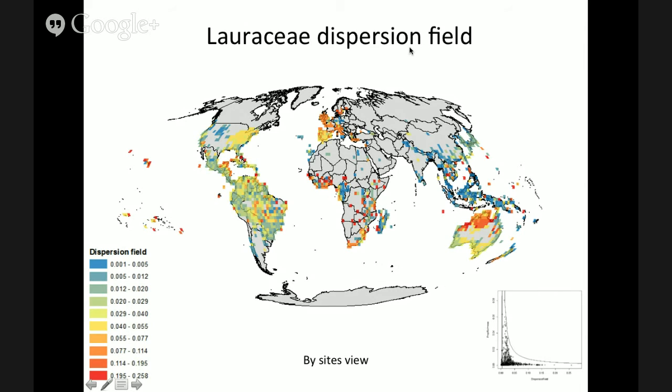If we look at the dispersion field, remember, it is on average how widespread are the ranges of the species that inhabit one cell. You see this is a different scale on the lower left panel. Red corresponds to sites that on average contain very widespread species of Lauraceae, and blue corresponds to very narrowly distributed species on average. So you see there are parts of, let's say, the north part of Australia, where there are Lauraceae species that are very widespread.